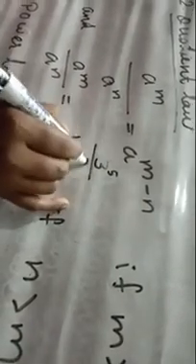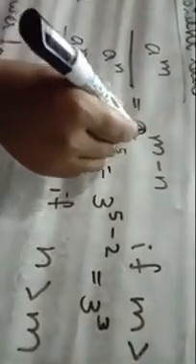Quotient means division. Quotient law means if a raised to m is divided by a raised to n, then how to write? It is equal to a raised to m minus n, if m is greater than n. That means here the first number is always greater. For example, 3 raised to 5 by 3 raised to 2. How to write? 3 raised to 5 minus 2, equal to 3 raised to 3.